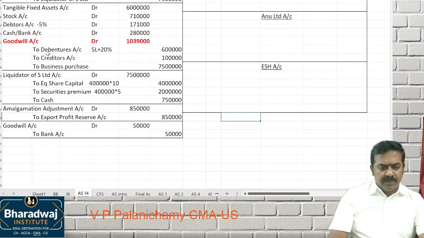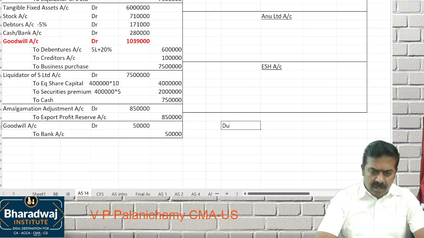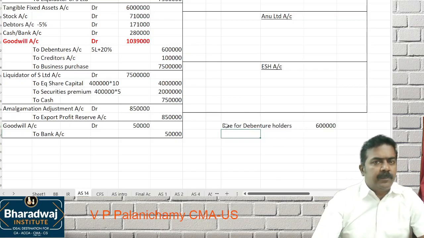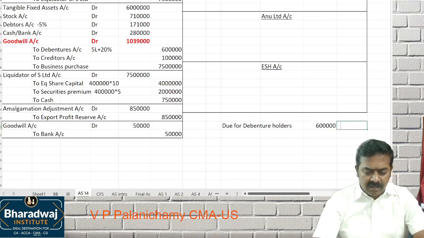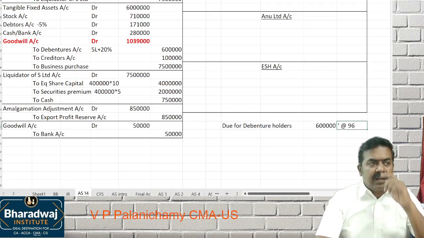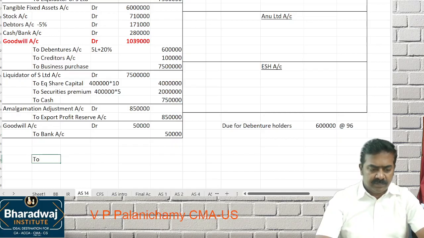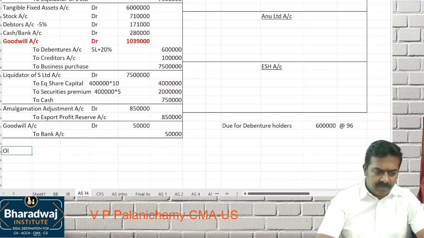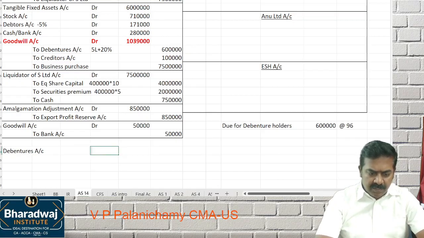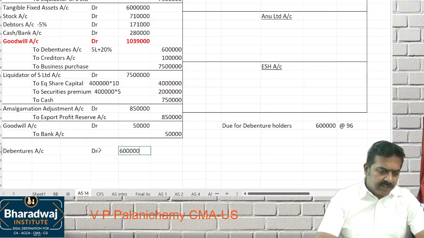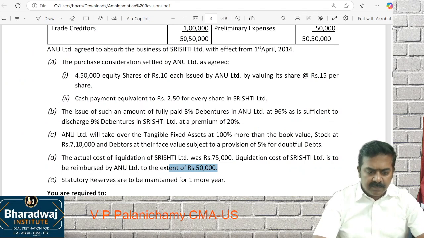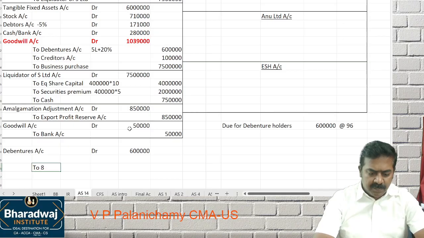Now, debenture holders, are they settled at par value? No. Amount due for debenture holders, how much? 6 lakhs. Are we giving at 100 rupees? No, we are giving at 96. How much you have to pay? Debentures account credit for the old debentures. What is your obligation? 6 lakhs. You are giving our debenture. What is the debenture? 8% debentures. How much value? What is the discount on issue?